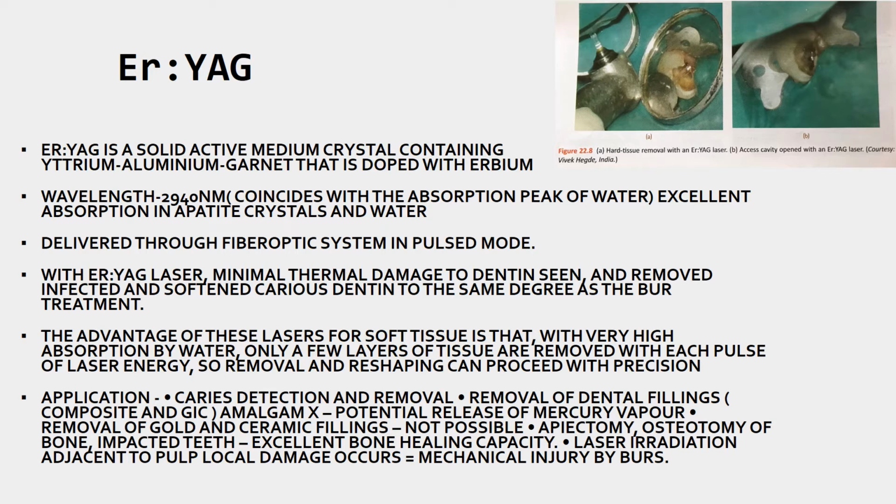Then with Er:YAG laser, minimal thermal damage to the dentin is seen, and the infected or softened dentin is removed to the same degree as the burr treatment. So you'll see there is minimal thermal damage to the dentin with the help of this Er:YAG. Then the advantage of these lasers for the soft tissue is that with very high absorption of water, only a few layers of tissue are removed with each pulse of the laser energy. So removal and reshaping can proceed with precision.